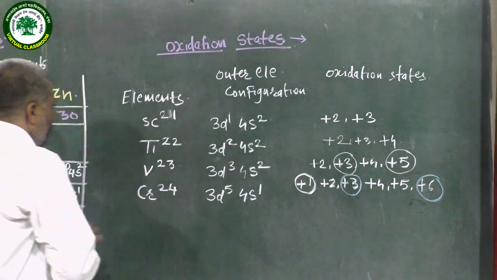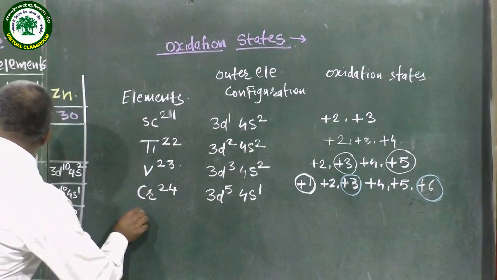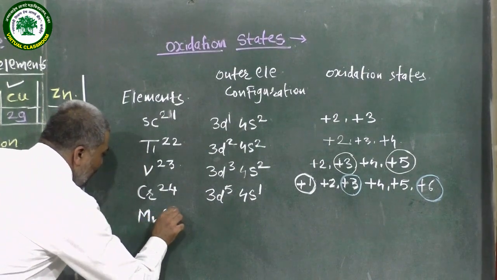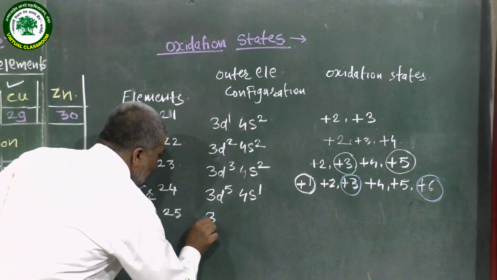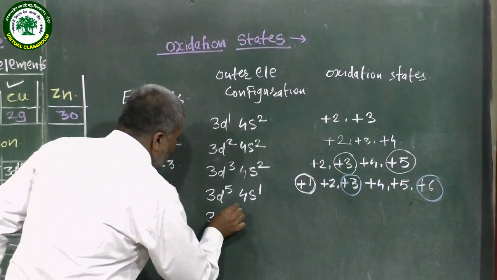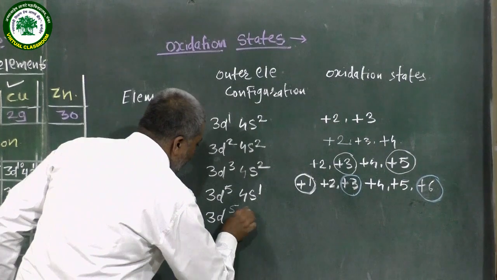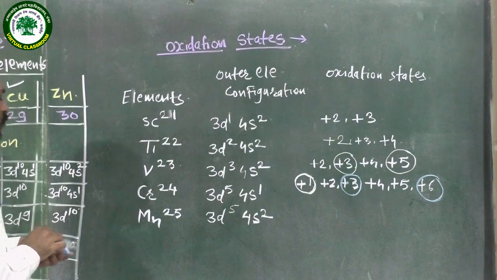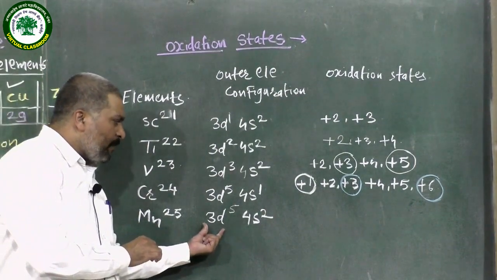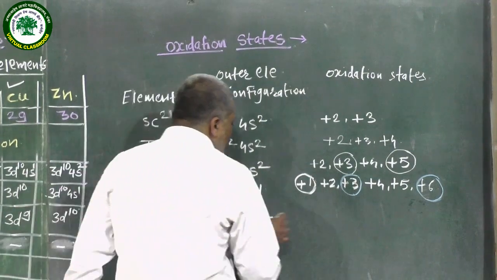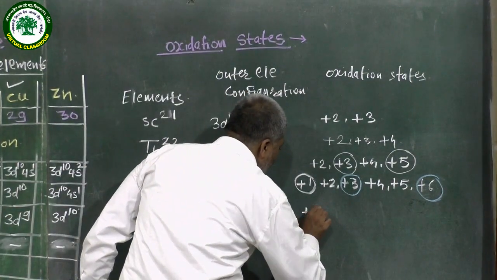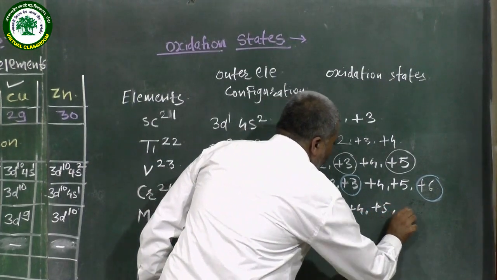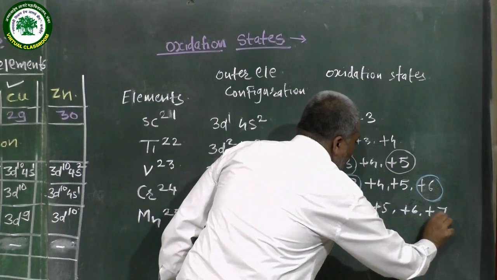Okay, here the next element, after chromium, is manganese, Mn, atomic number 25. Electronic configuration is 3d5 4s2. Here in manganese, the number of unpaired electrons is more, and because of that it shows oxidation states +2, +3, +4, +5, +6 and +7.